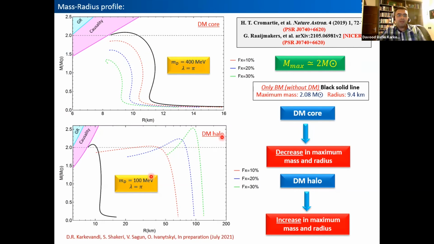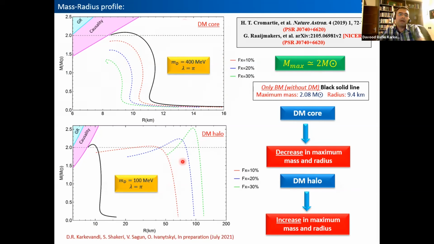You can see that when we have a DM core, we see a decrease in the maximum mass and radius, and pay attention that this black solid line is related to only baryonic matter without dark matter, to see the difference better. And here we see an increase in the maximum mass and radius. With these effects we can compare and constrain the effect of different dark matter bosons, in fact different boson masses, different couplings and also fractions. You can also see the effect of fractions: the more fraction we have, the larger the decrease here, and here also the increase is larger.